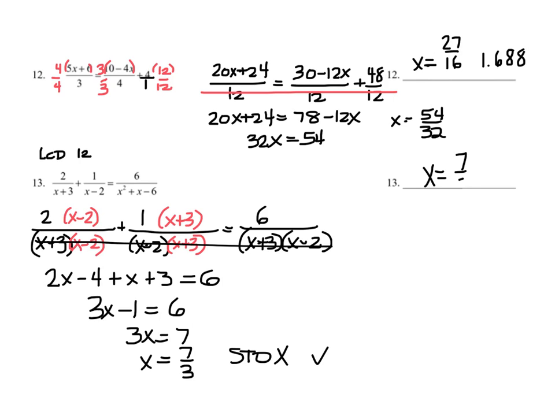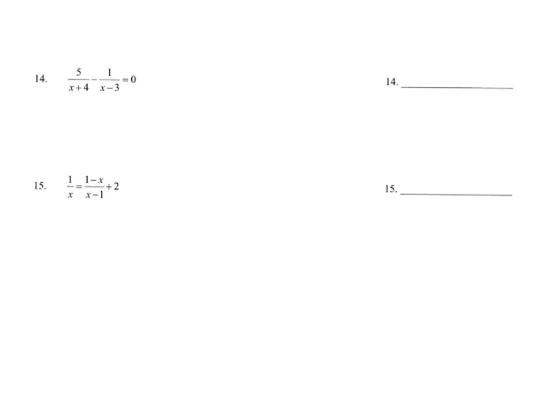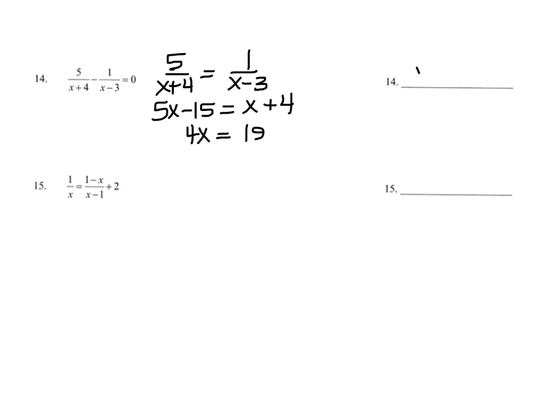X equals 7/3. All right, on number 14, again, a couple different ways you can solve it. I think probably the easiest is to notice that if I move this term over to this side of the equation, I will have a fraction equals a fraction, a proportion. So I could just cross multiply. I think that would be the easiest to do. I will get 5 over x plus 4 equals 1 over x minus 3. Cross multiply, I get 5x minus 15 equals x plus 4. Subtract the x, add the 15, and I get x equals 19 over 4.